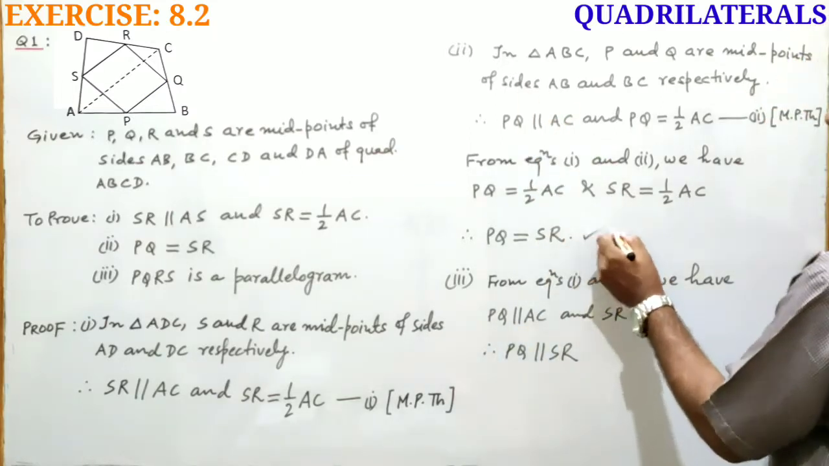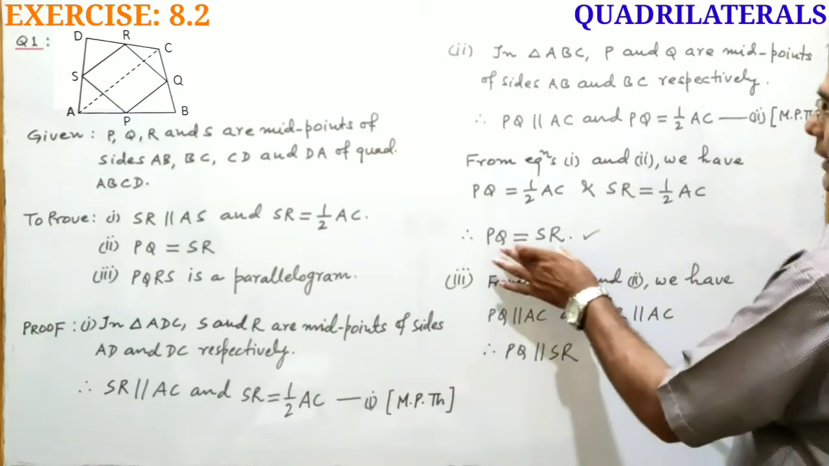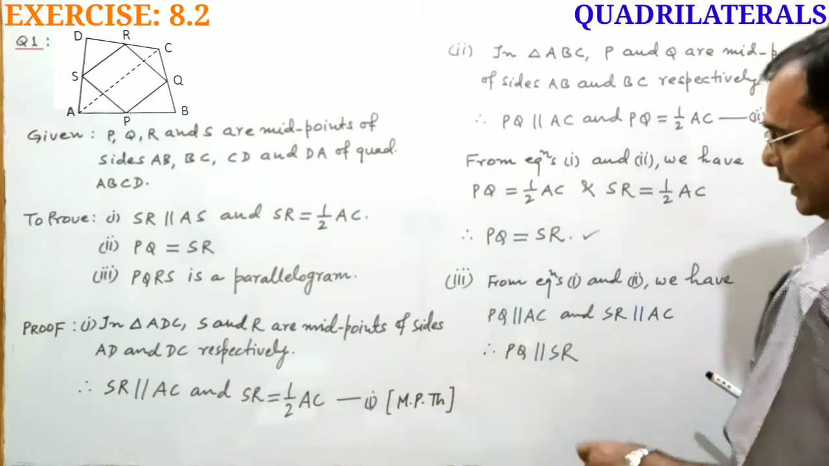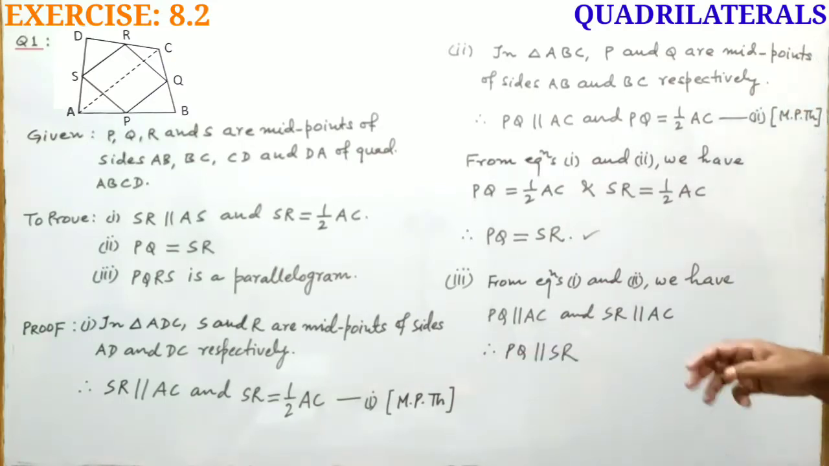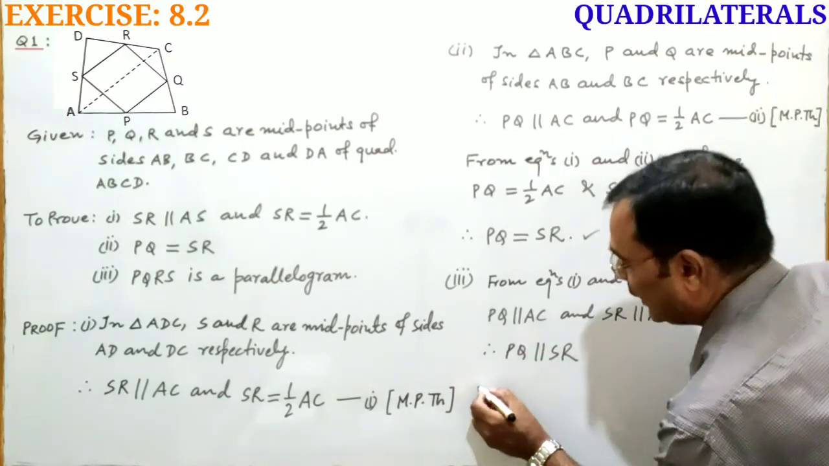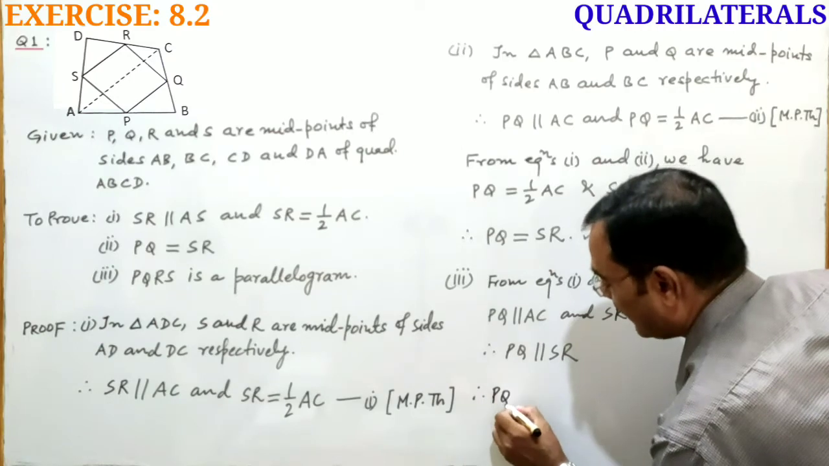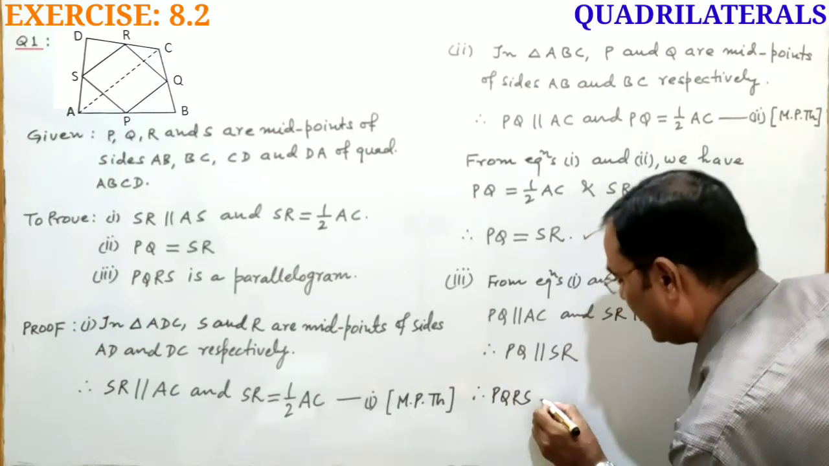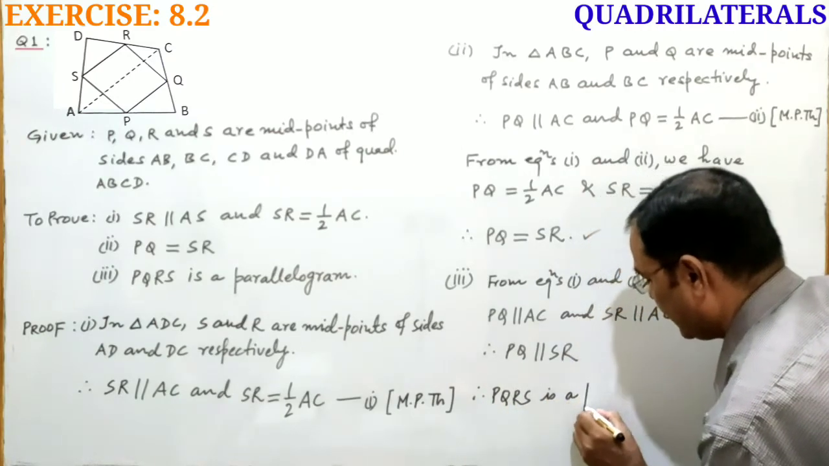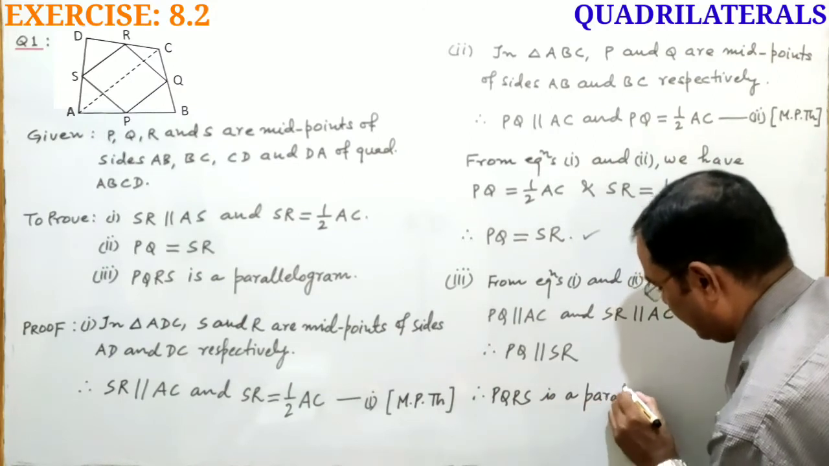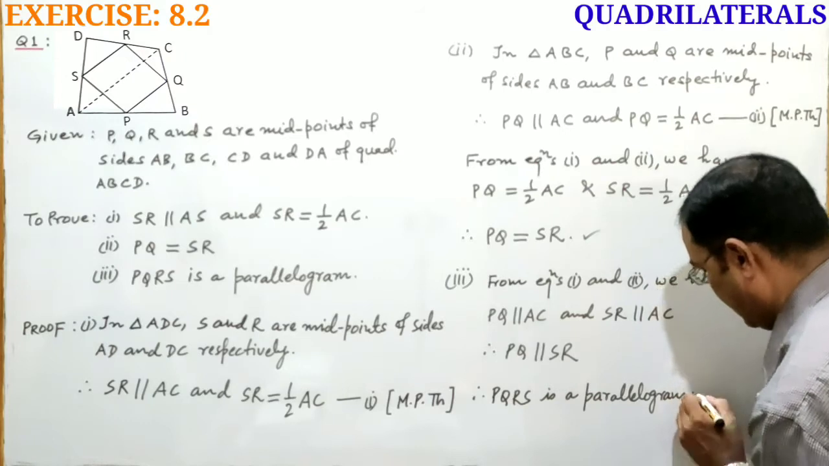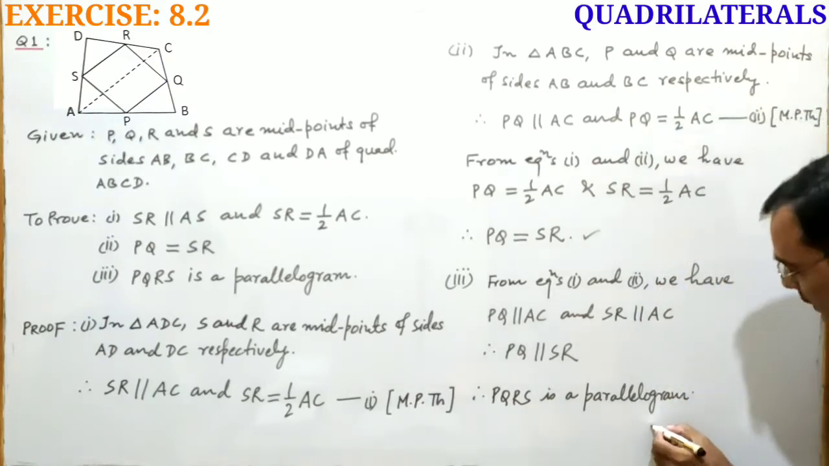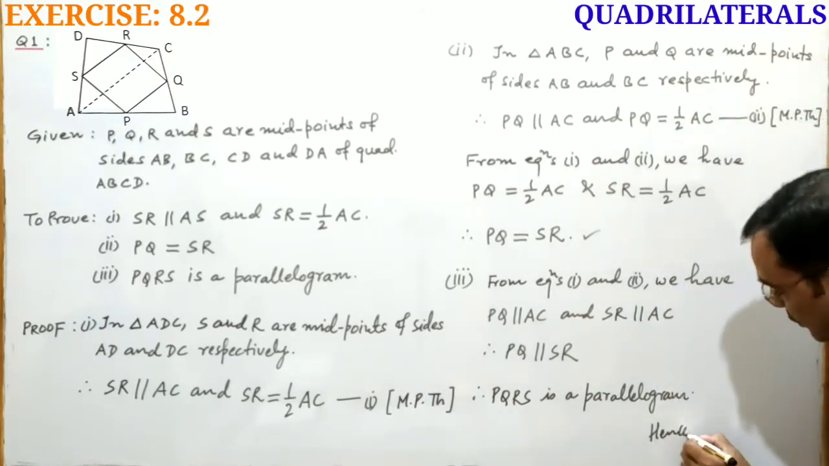Now here in second part we have proved that PQ is equal to SR, and in third part we have proved that PQ is parallel to SR. So therefore PQRS is a parallelogram. Hence proved.